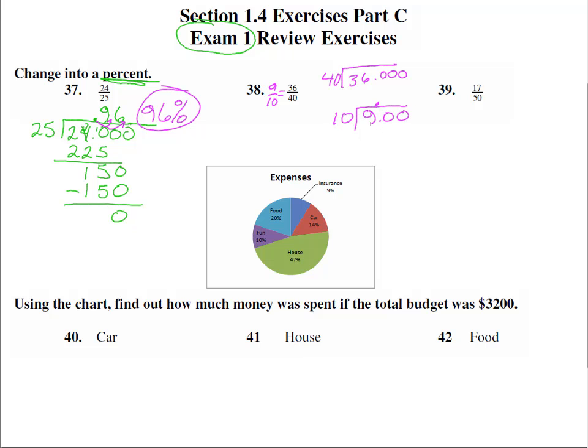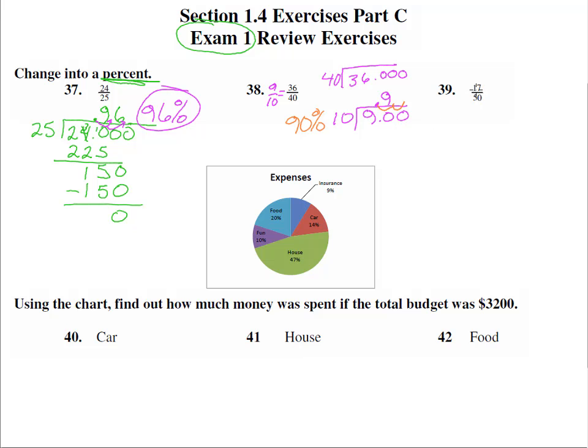We get 10 going into 9. Nope. 10 going into 90. Yes, happens 9 times, 0.9. So we must move the decimal 2 places. That'll put a 0 behind it to make it 90%. And that makes sense. 9 out of 10, 90%. Indeed.